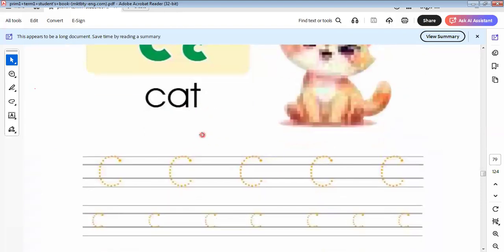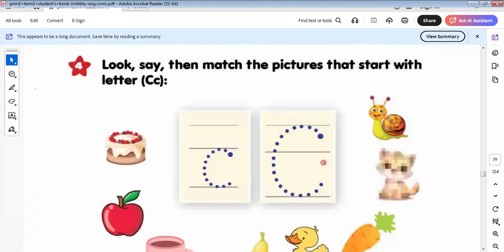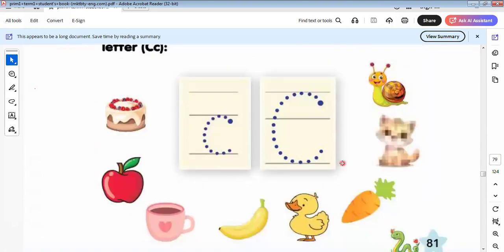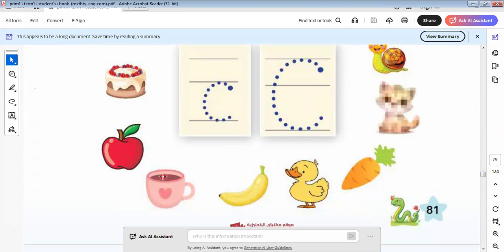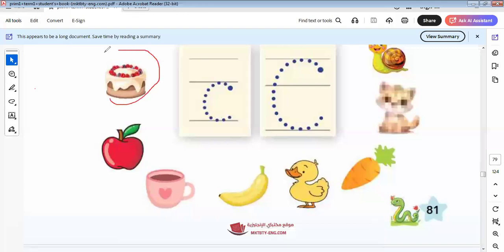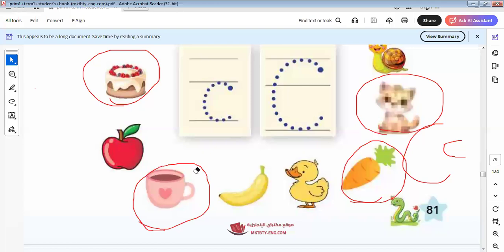Here we have cat, capital C and small c, and C for cat. Here is capital C and small c. So here we can select the pictures that refer to letter C. It will be here cat, it will be here carrot, it will be here cup, cake. So these words are related to letter C. I will make a circle on them. Here is a cup, here is cake, here is carrot, and here is cat. All of these start with letter C, capital C and small c. Here we learn together capital C and small c. Let's go to another item.